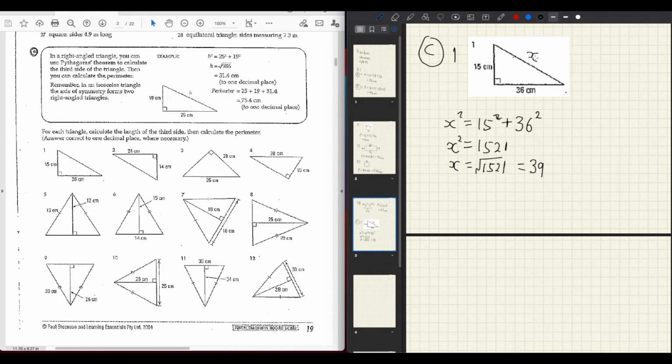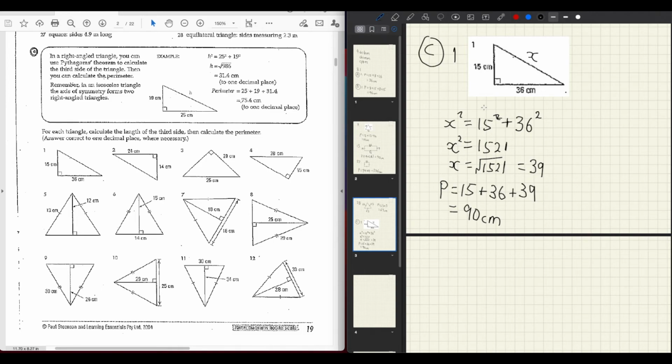Now, once we know the length of x, we can work out the perimeter of the triangle, since we know all three side lengths. So P for perimeter is equal to the 15, plus the 36, plus the x, which is 39, like how we worked it out. You can either do this in your head, or use a calculator. 15 plus 36 gives you 51, plus 39 is 90. And don't forget to write the units, centimeters. Alright, so that's question 1.